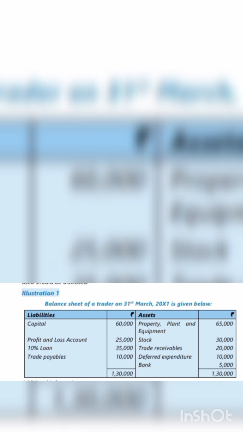And in the assets column, we have property, plant and equipment 65,000, stock 30,000, trade receivables 20,000, deferred expenditure 10,000, bank 5,000, and total assets is rupees 1,30,000.